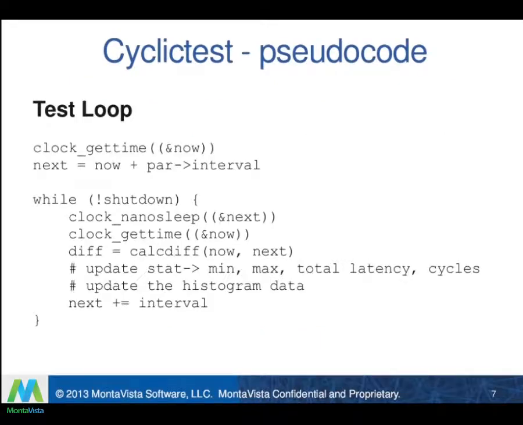So how does cyclictest do it? Basically, cyclictest gets the current time of day, and it sleeps for a specified interval. After it has woken up, it again gets the current time and sees the difference between the earlier time and the new time, and this difference will give you the latency along with the scheduling time.